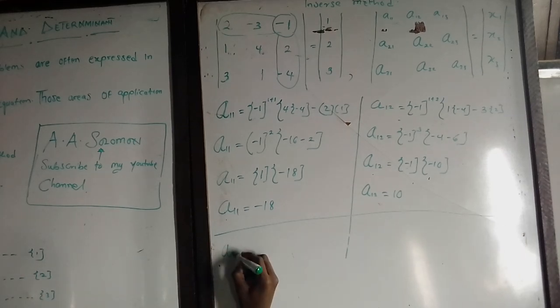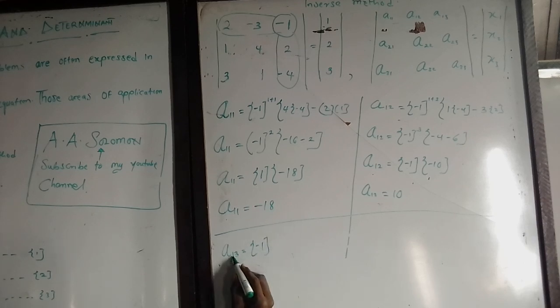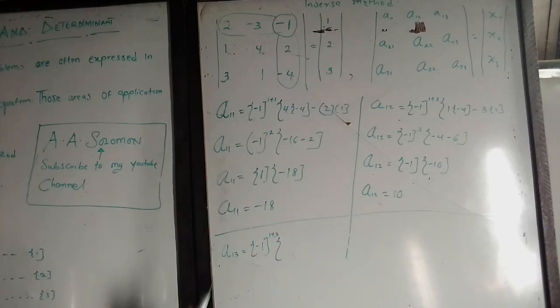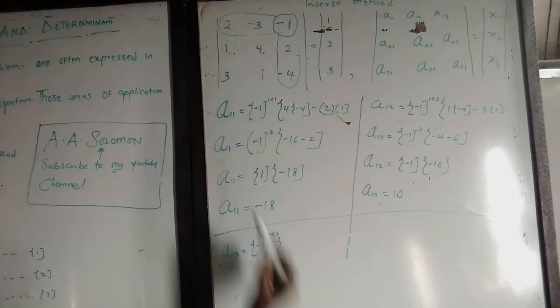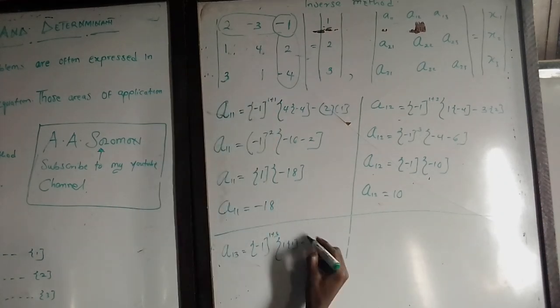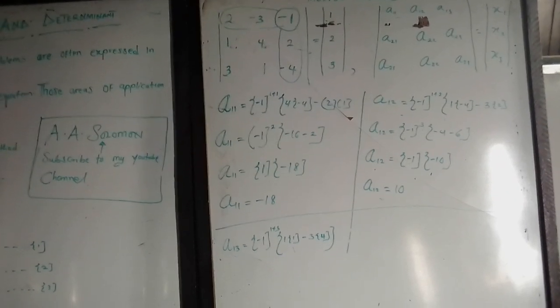Our A13 equals to, our minus 1 is always what? Constant. Repeat 1 and 3. 1 plus 3. Open bracket. So you are going to say 1 times 1 is what? 1 times 1 minus 3 times what? 3 times 4. Do we understand? So now let's move downward.